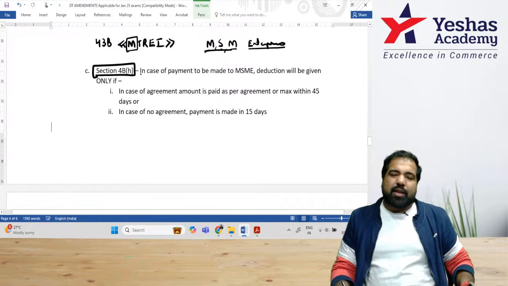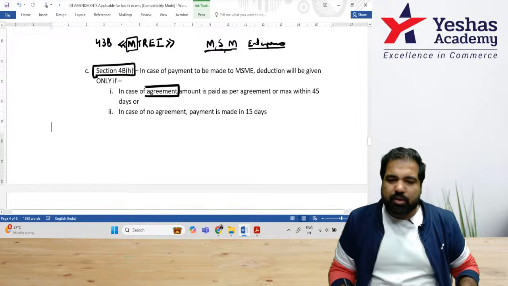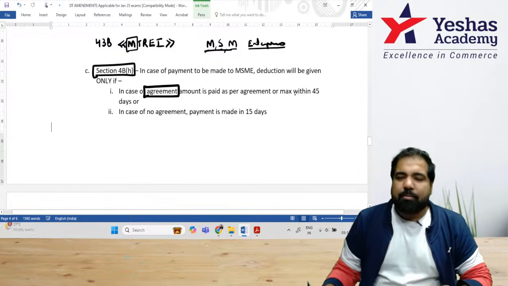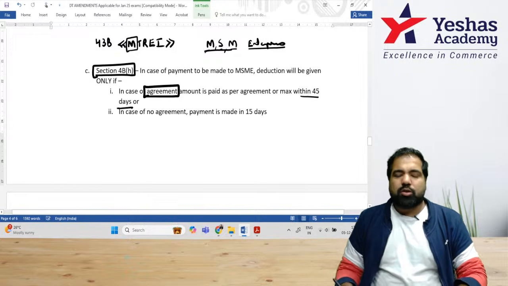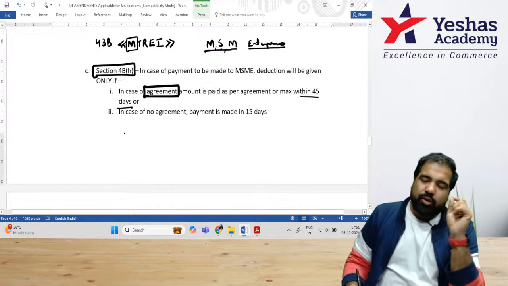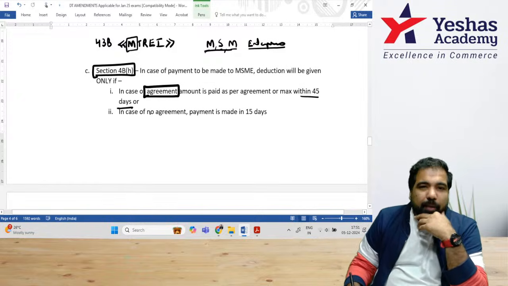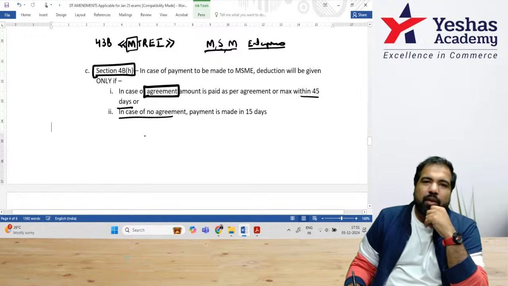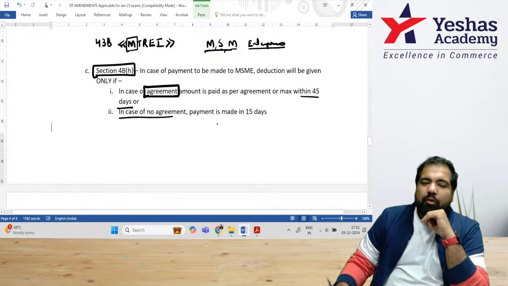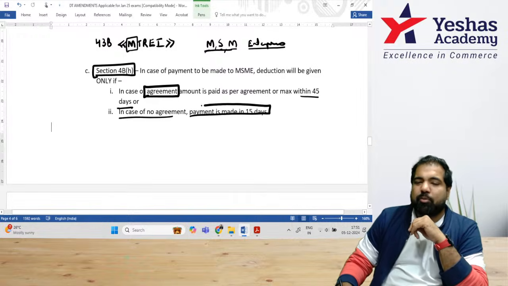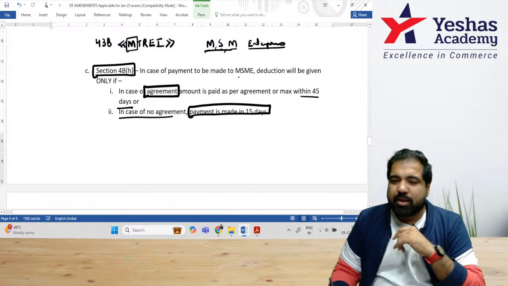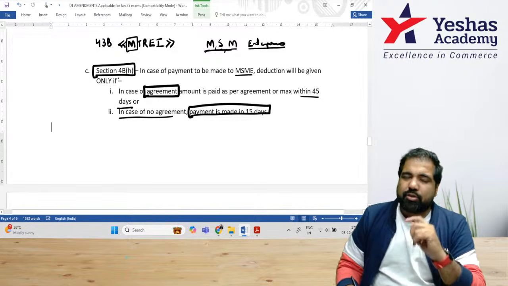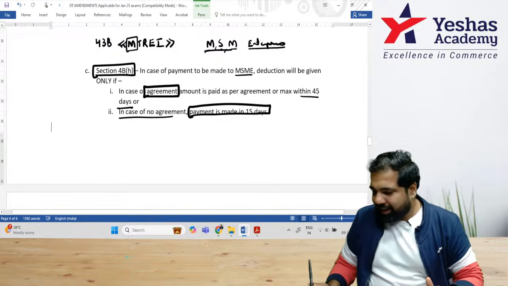So this section says that in case you have an agreement with the other person, which is an MSME, then maximum 45 days. It can be lower also, but not more than 45, depending on your agreement. But if you and the MSME did not get into any agreement, just an email, etc., then you have 15 days to make the payment, even more fast. That's why, guys, MSMEs are very happy with this under section 43BH. All right.